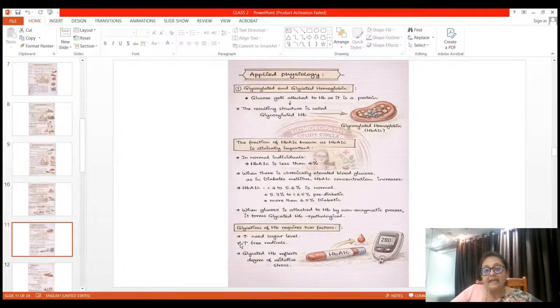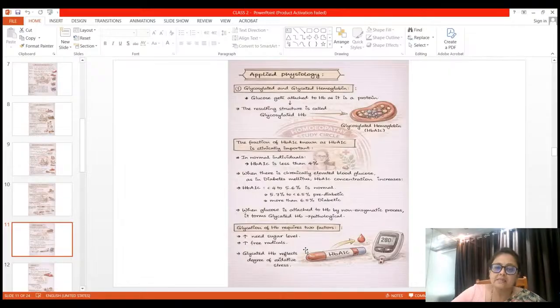Okay, next, glycation of hemoglobin is different, because here, when glucose is attached to hemoglobin by a non-enzymatic process, it forms glycated hemoglobin, which is pathological. It is not normal, because glycation requires two factors: increased sugar and also increased free radicals. That is why, if glycated hemoglobin is increased, it shows there is oxidative stress.